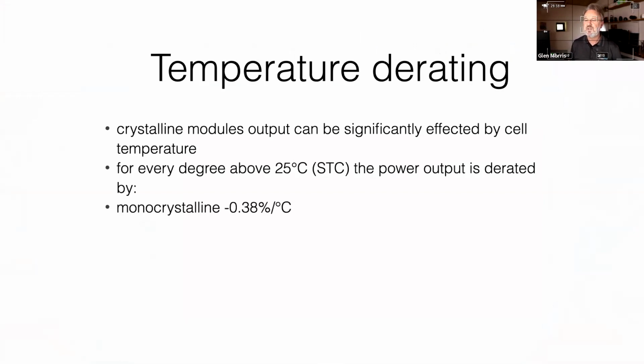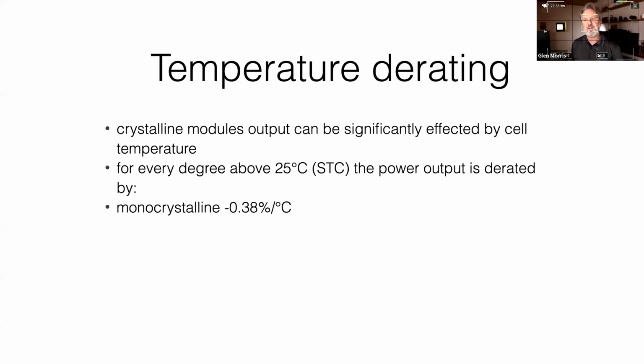So for instance, monocrystalline panels are tested, and all panels are tested, at a standard cell temperature of 25 degrees Celsius. This is typically known as STC, standard test conditions. And those standard test conditions are 1,000 watts per square meter, a temperature of 25 degrees Celsius on the cell, and an air mass of 1.5. That's basically a sort of midday color of the light. So air mass refers to the color of the light.